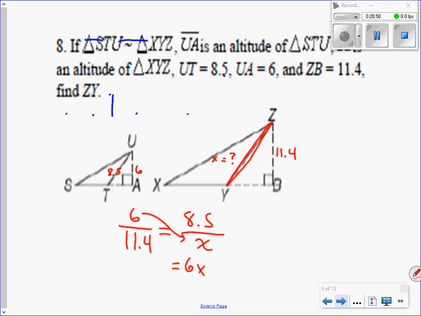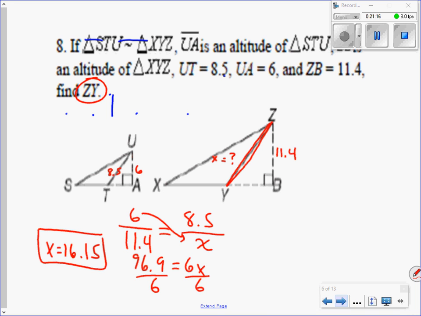8.5 times 11.4. Who's got that? 96.9. Okay? 96.9. We divide by 6 on both sides. 16.15. And is that what it wanted? No. It wanted ZY. Oh, yes, that is what we wanted. ZY was X. We call it X.